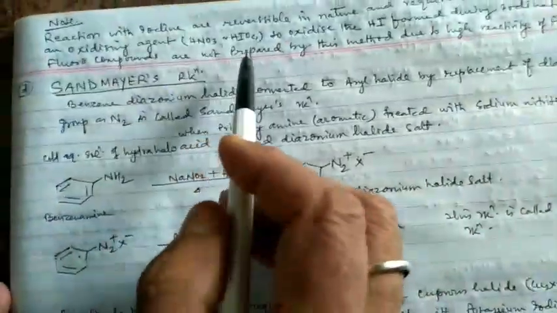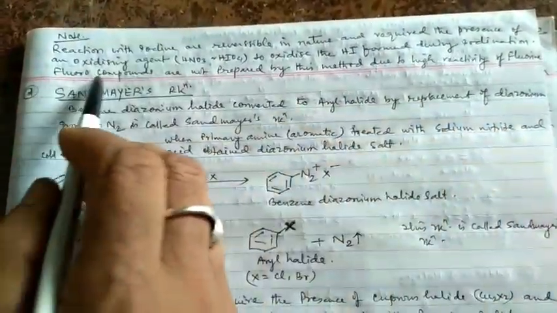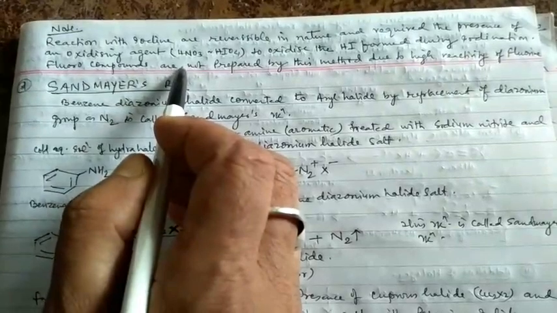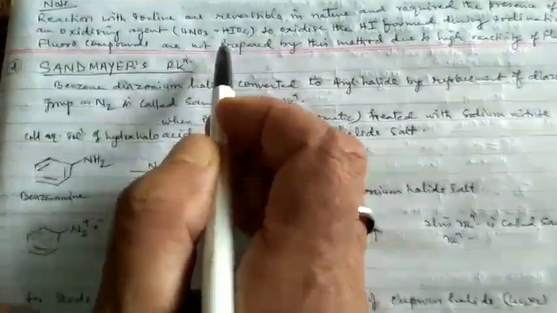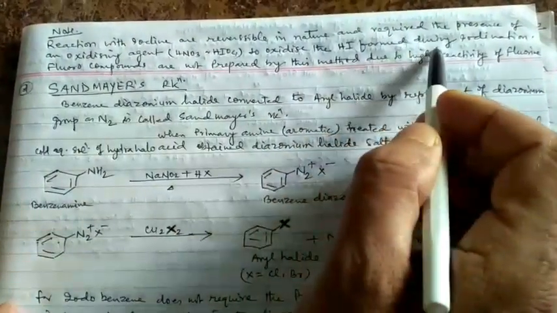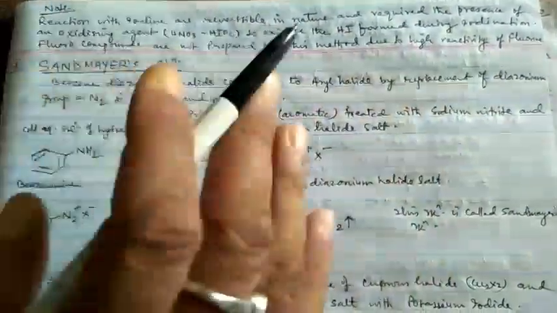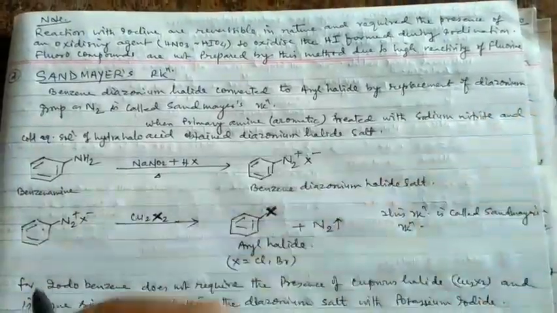Reactions with iodine are reversible in nature and require the presence of an oxidizing agent like nitric acid or HIO4 to oxidize the HI formed during iodination. Fluoro compounds are not prepared by this method due to the high reactivity of fluorine.